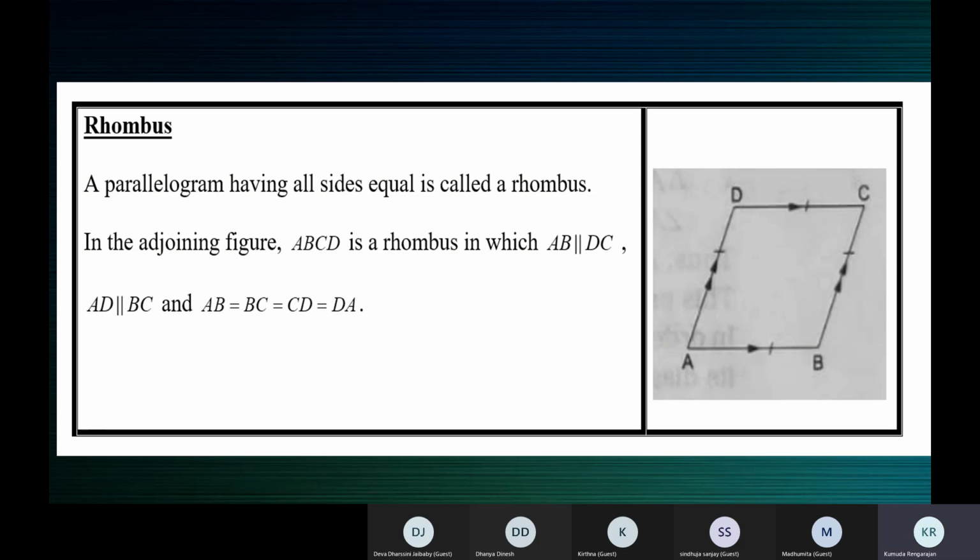That is, in a rhombus, opposite angles are equal. Angle A is equal to angle C, angle B is equal to angle D, because it's a parallelogram. In a parallelogram, opposite angles are equal, so in a rhombus also, opposite angles are equal. Adjacent angles are supplementary. Don't write all that, then it will become too much. We know a rhombus is a parallelogram, so in a rhombus also, opposite angles are equal.